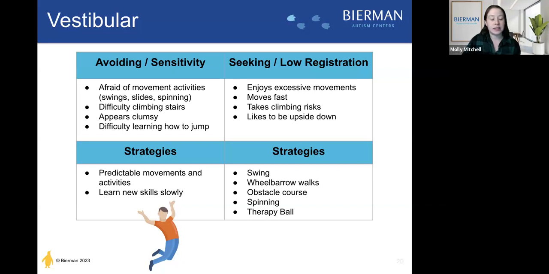Children who are seeking or might have low registration of vestibular input might enjoy excessive movements. They might be moving really fast and never sitting still. These are the kids running back and forth across the room all the time and never getting tired. They might take climbing risks, and they probably enjoy being upside down. Some strategies and activities that you can use with kids who are seeking out this sensory input could be going on a swing and doing wheelbarrow walks, where they're upside down, walking on their hands while you're holding their feet. Building an obstacle course, spinning activities, ring around the rosy, and bouncing on a therapy ball could all be great activities to promote that vestibular input.